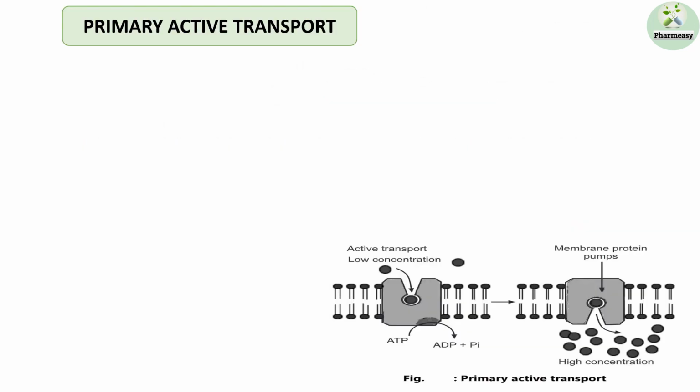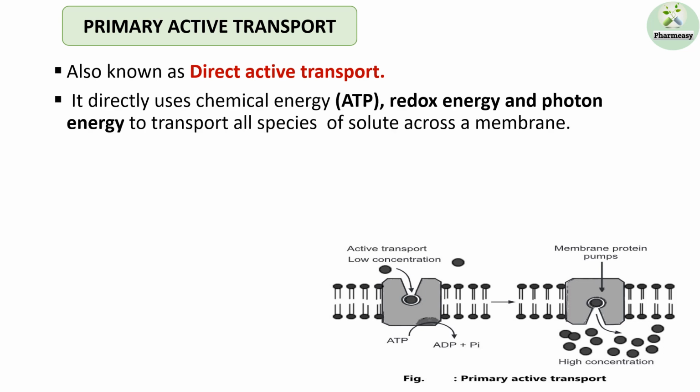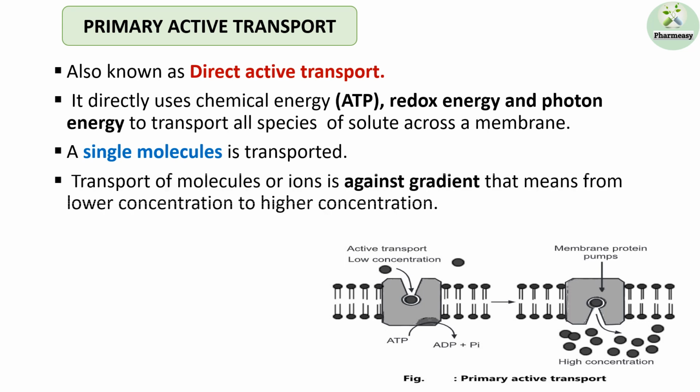In primary active transport, transport of molecules or ions is against the gradient, that means from lower concentration to higher concentration. It is also known as direct active transport. It directly uses chemical energy as ATP for transportation. A single molecule is transported at once. Transmembrane proteins are unique to the ion transported through them and include ion pumps and ion channels.